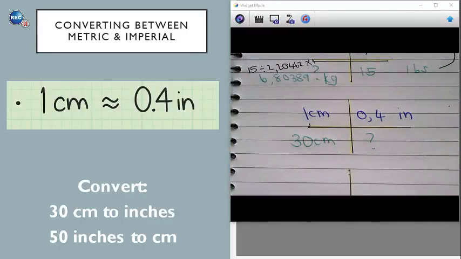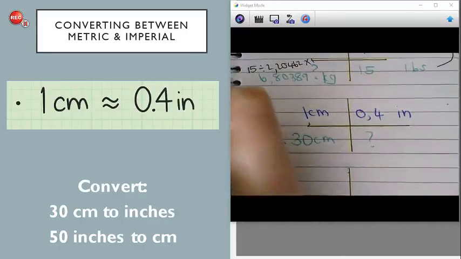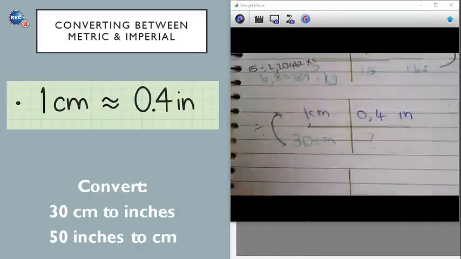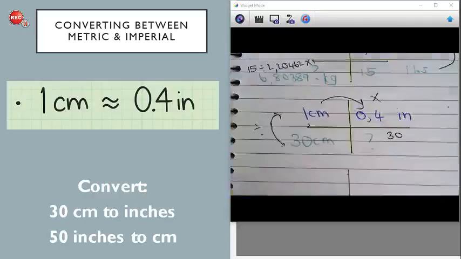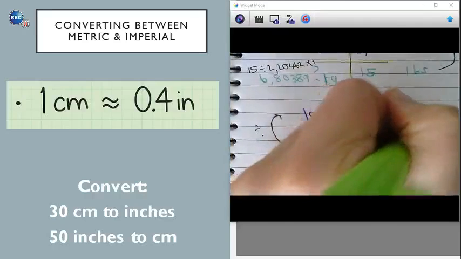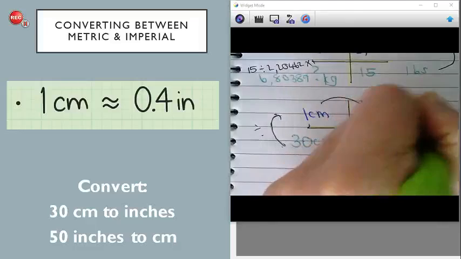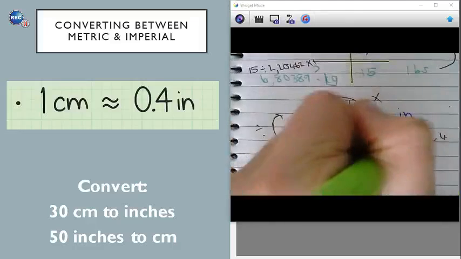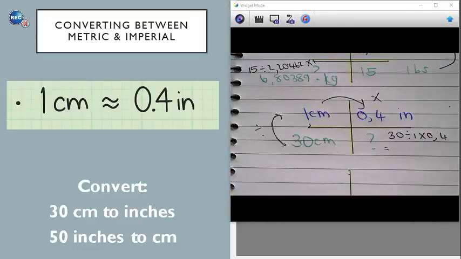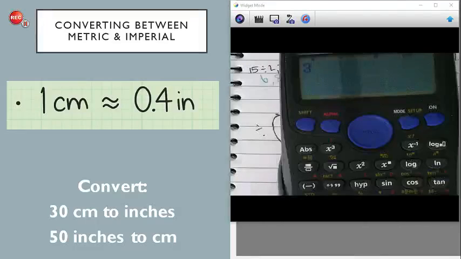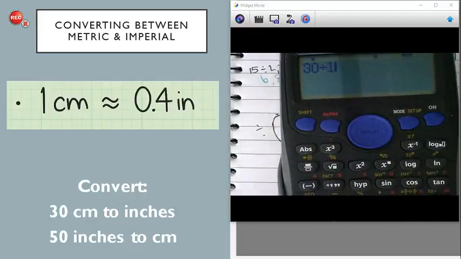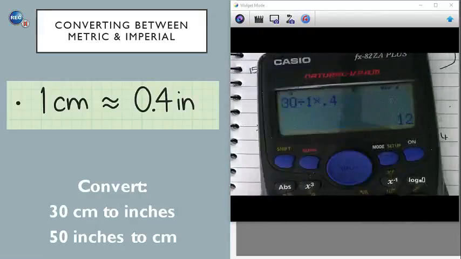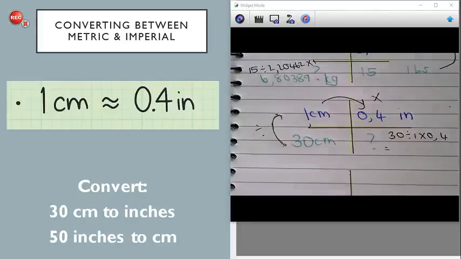So when we do this now, it's going to basically be divide up and then times across. So in this case it will be 30 divide by 1 times 0,4. And when we do that, 30 divide 1 times 0.4, and that gives us 12 inches. So there we go.